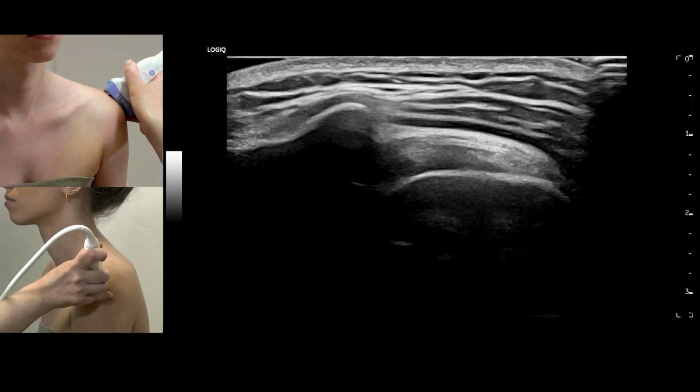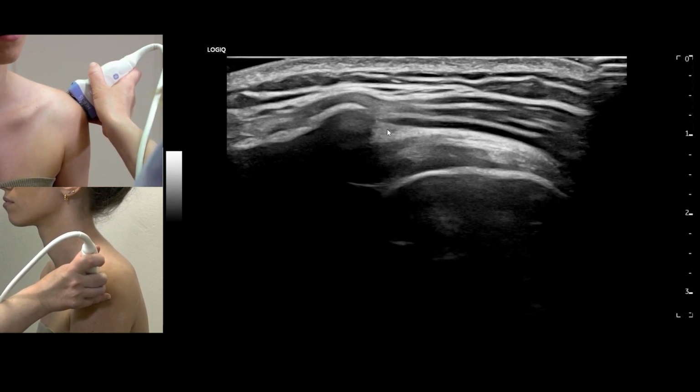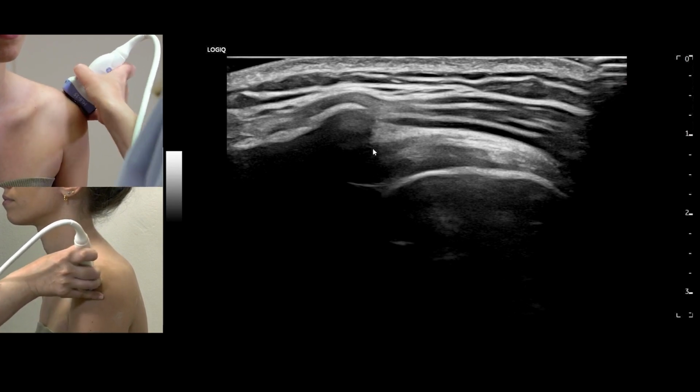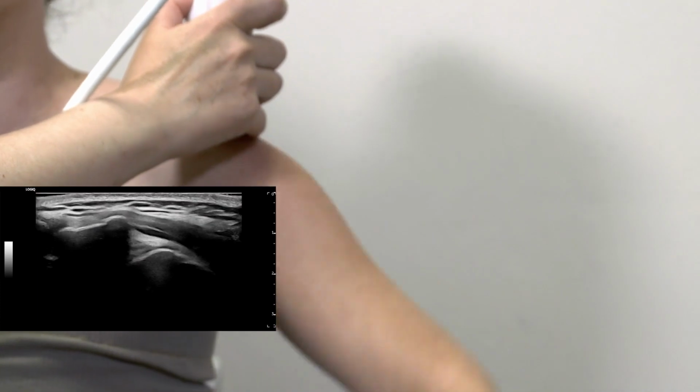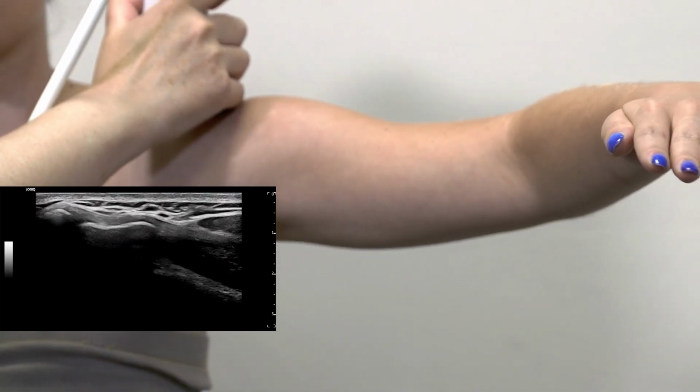Here you can see the subacromial space. This is the acromion and the humeral head, and this is the subacromial space. We are going to ask the patient to actively elevate the arm to the side, and we see all the structures gliding easily beneath the acromion.